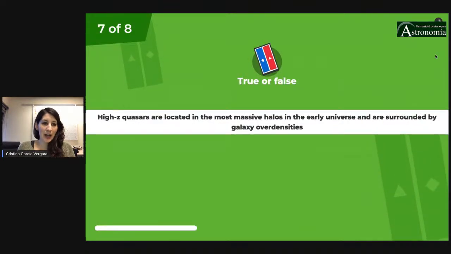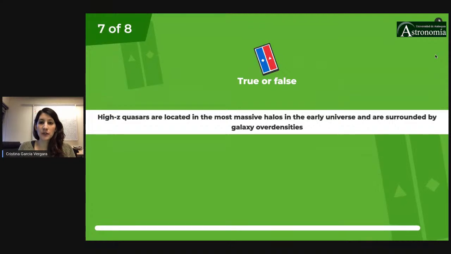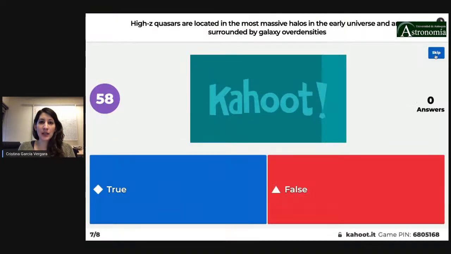Question number 7. High redshift quasars are located in the most massive halos in the early universe and are surrounded by galaxy overdensities. Is this true or false?